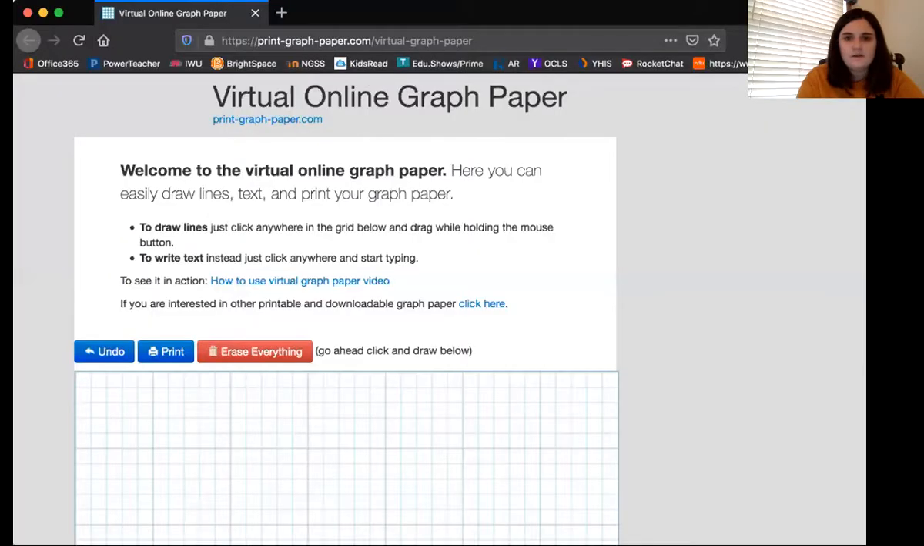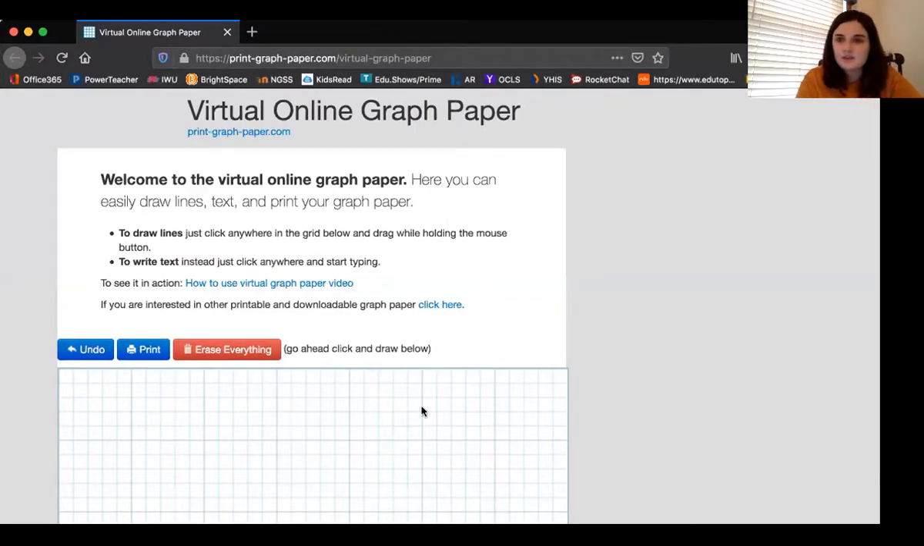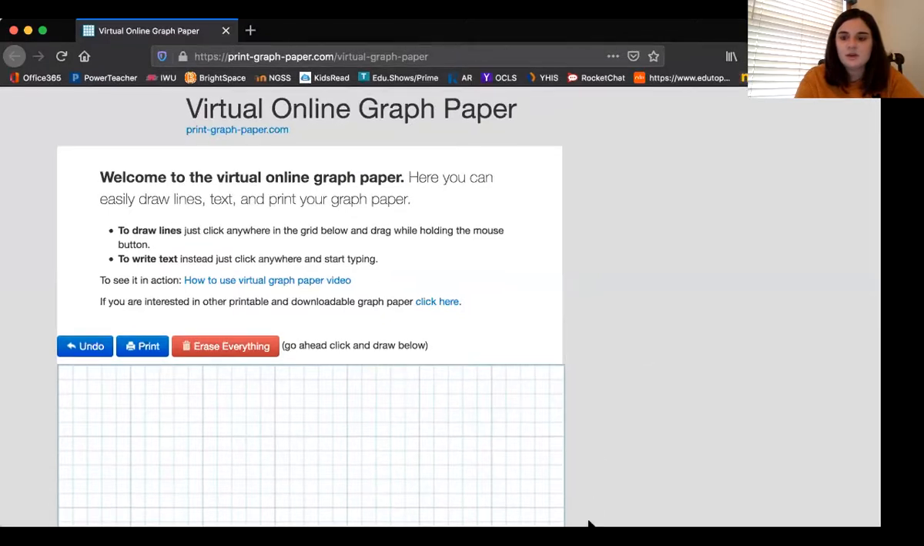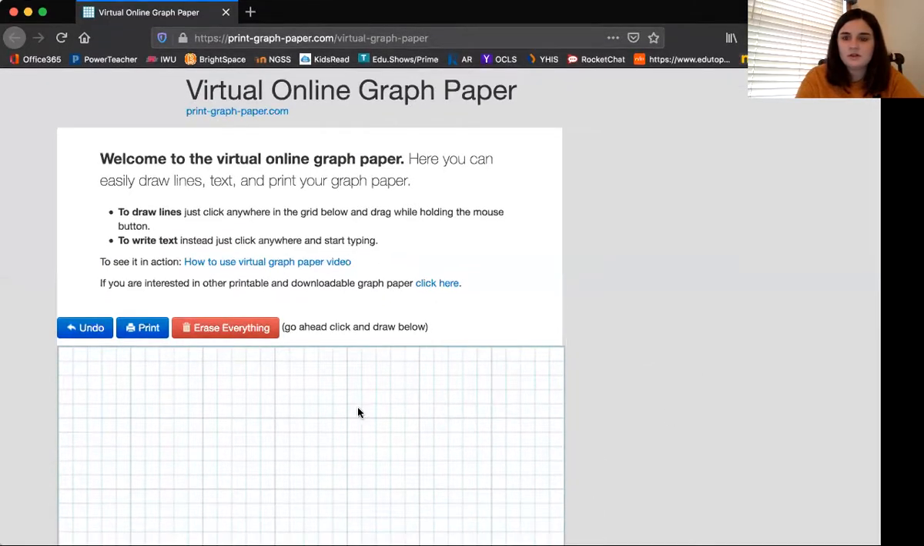We're gonna get to use something fun today, so let me share it. It's called virtual online graph paper. Wow, that's really fancy. Have you ever used graph paper before? Or maybe you've seen a brother or sister or someone else use it. We get to use this today. I think this will be really fun to use.